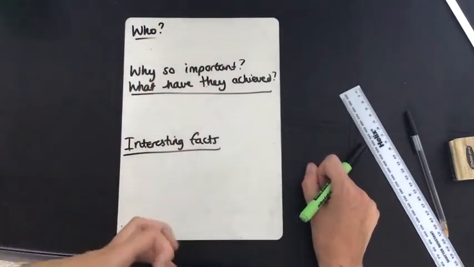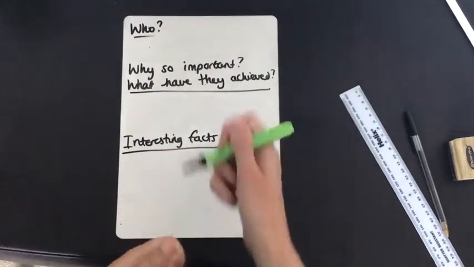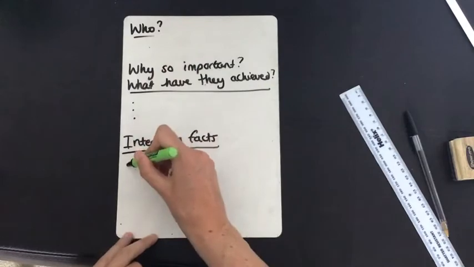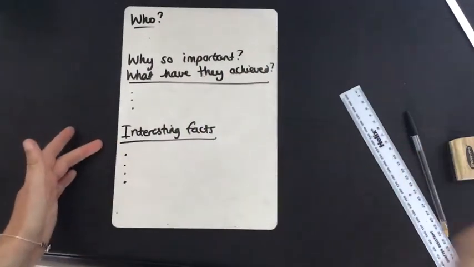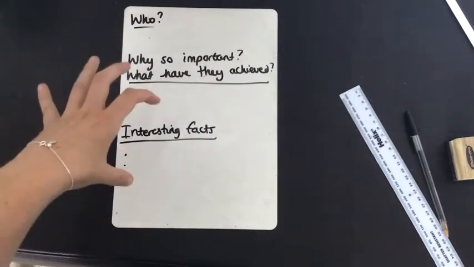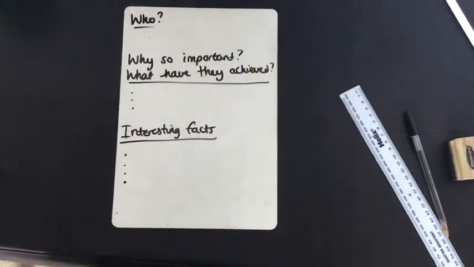This can be messy, this part, because it's research, it's notes, so you might want to use bullet points just to jot some ideas down. When you finish your research, press play again and I'll show you how to organise this research into the biography. So you can use the websites which I've put in the link above, or you might want to use a book or ask somebody in your family if they know any facts about this person.